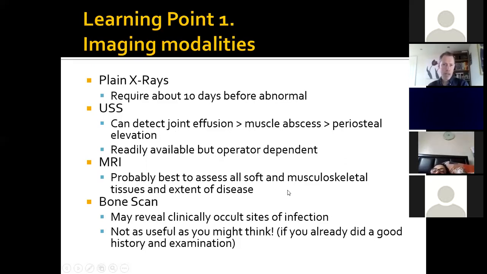MRI is usually the best to assess all of the soft tissue and musculoskeletal tissues, and also the extent of disease, and often guides our duration of treatment. And bone scan we very rarely use. People think of using it to look for clinically occult sites of infection, but actually if you did a really good history and examination already, it rarely adds very much.